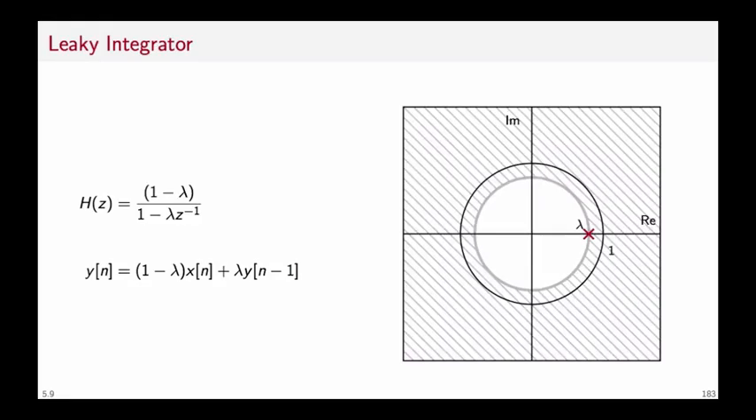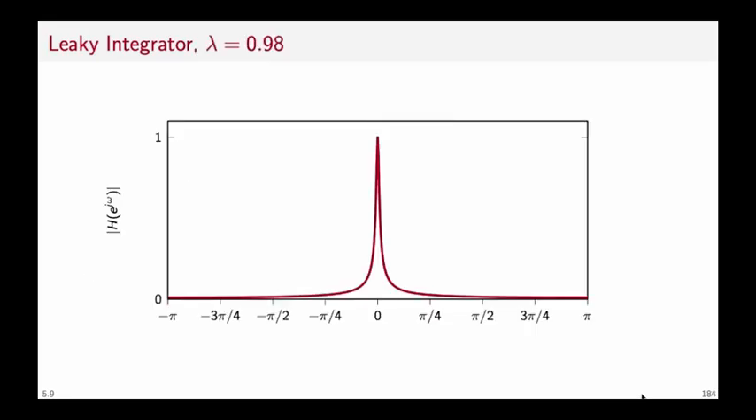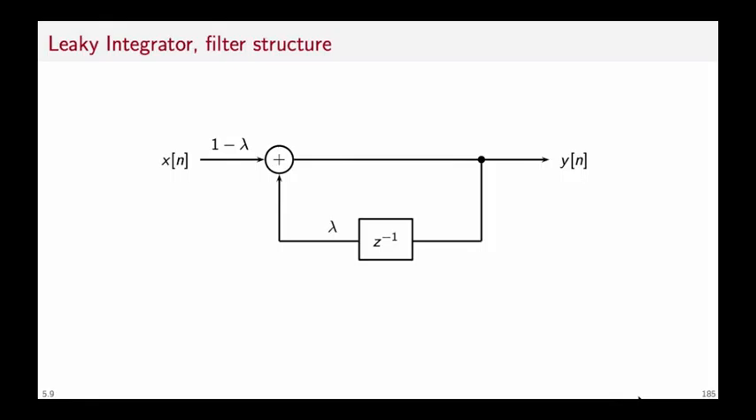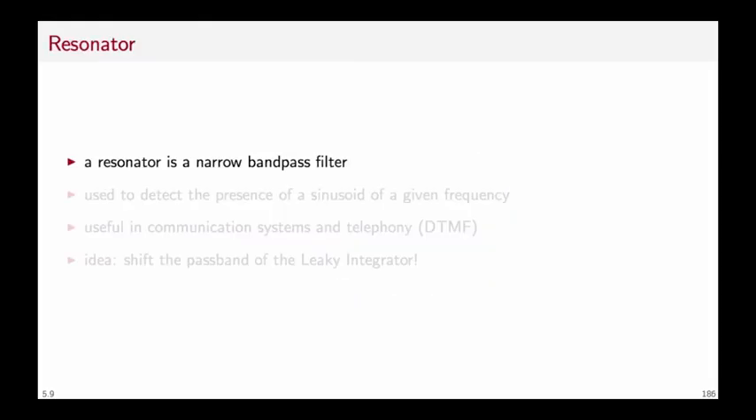We can plot the poles and the zeros of the leaky integrator on the complex plane, and we find that there's only one pole in lambda, so when lambda is less than 1, the filter is stable. In the frequency domain, the frequency response looks like this, and it gets more and more concentrated around the origin as lambda gets closer to 1. The block diagram for the filter is a simple feedback loop with a unit delay that pipes back the output into the input.